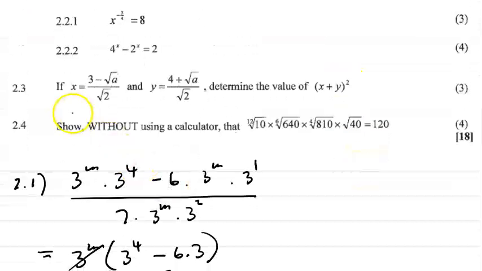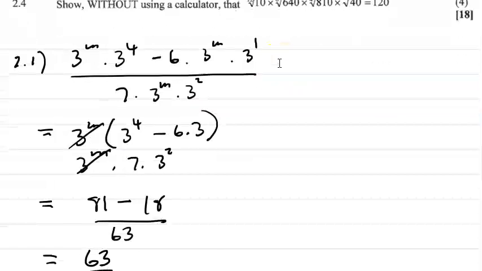So the next question I want to look at is question 2.3, which is: if x equals 3 minus the square root of a, all over the square root of 2, and y is equal to 4 plus the square root of a, all over the square root of 2, determine the value of x plus y all squared. So what we're going to do here is substitute x plus y and simplify. So let's have a look at that.